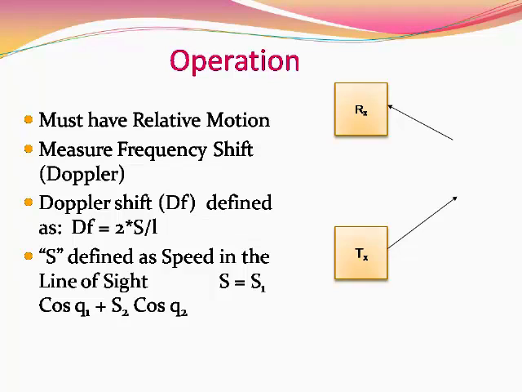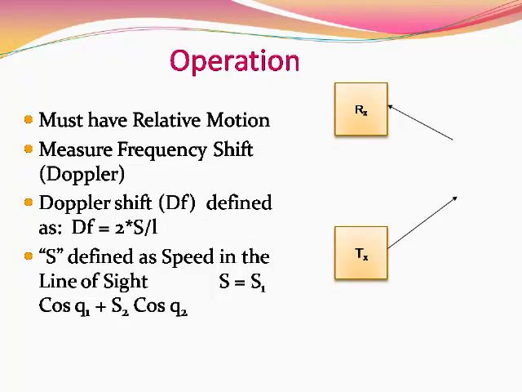Hence, in the receiver, the frequency measurement is the key. With the accuracy of this frequency measurement, we get an accurate data of velocity of the target. And the Doppler shift is directly proportional to the velocity of the target and inversely proportional to the wavelength of operation. So here the Doppler shift is now given in terms of the velocity and the wavelength as 2s by lambda.